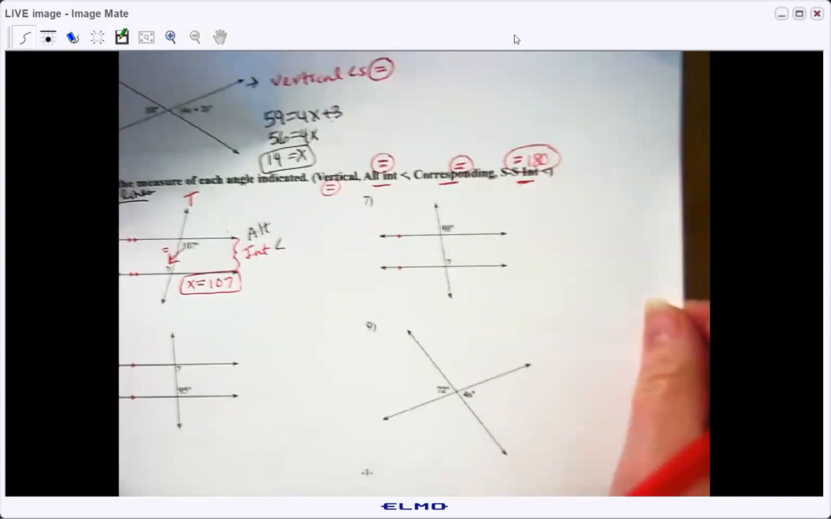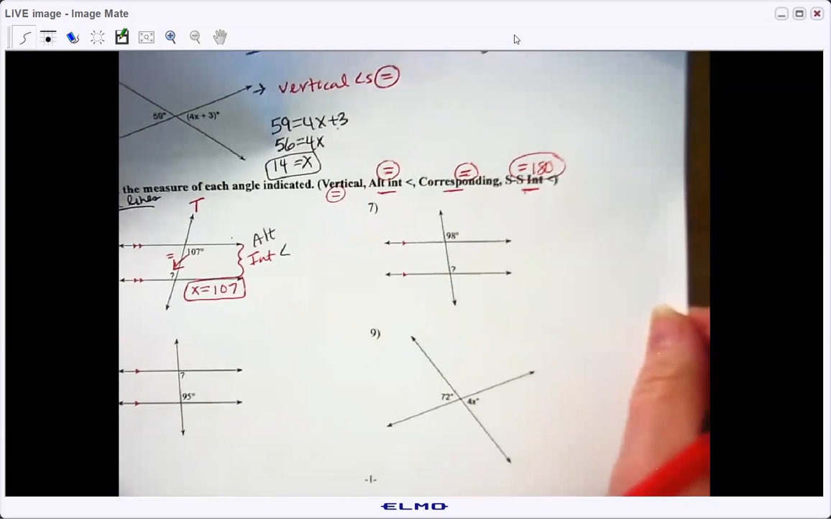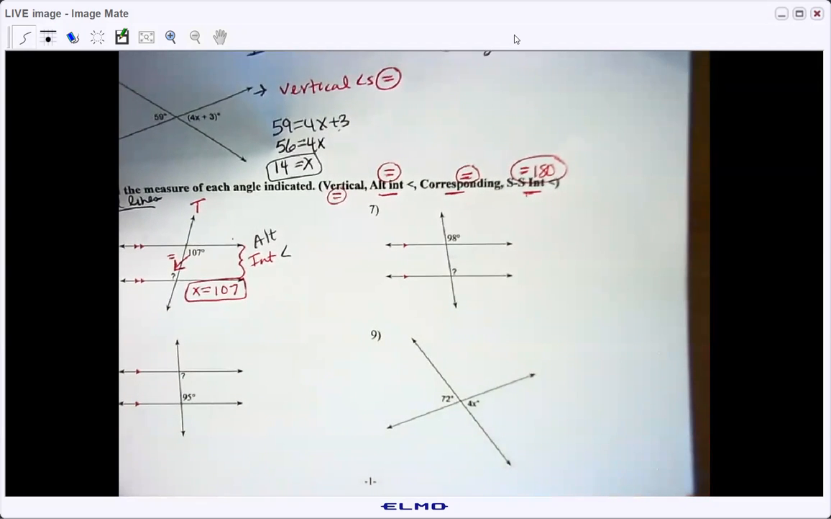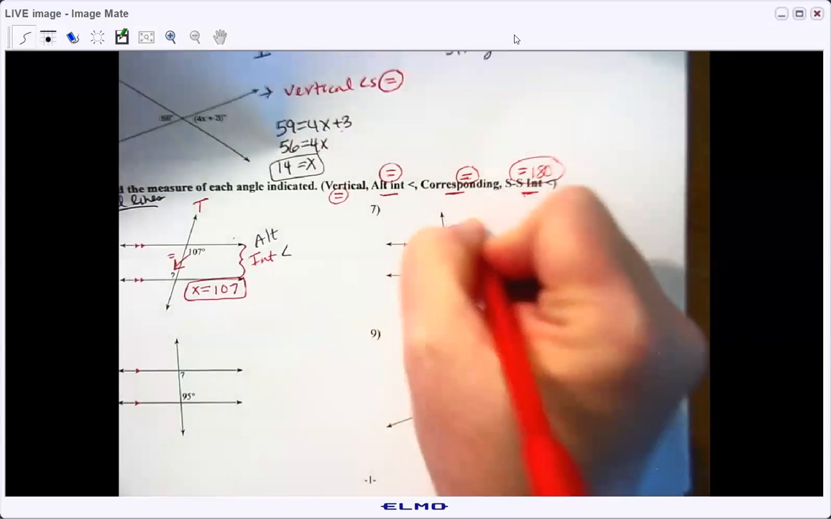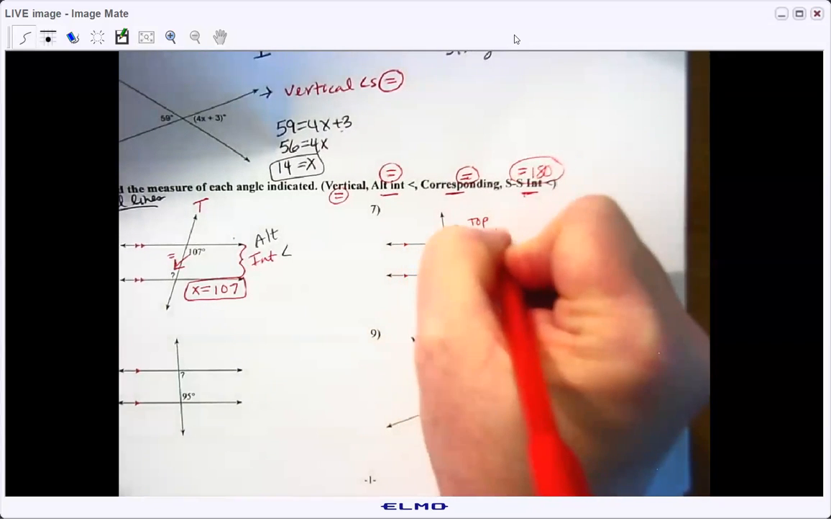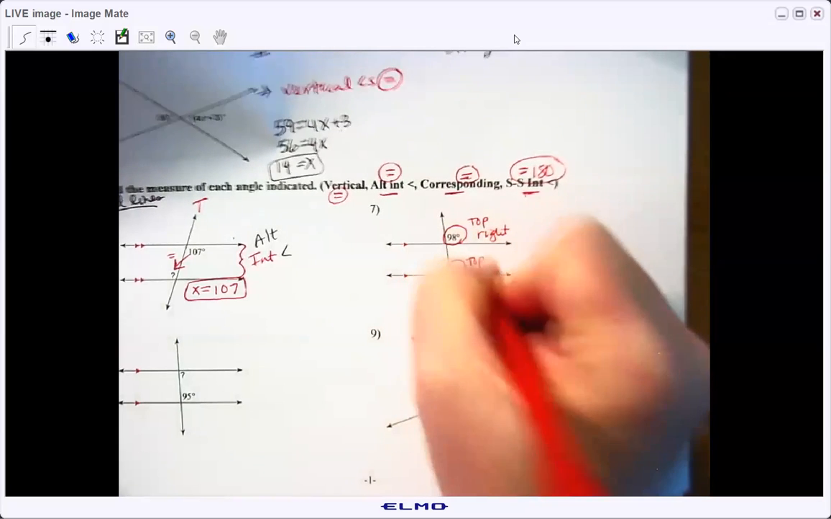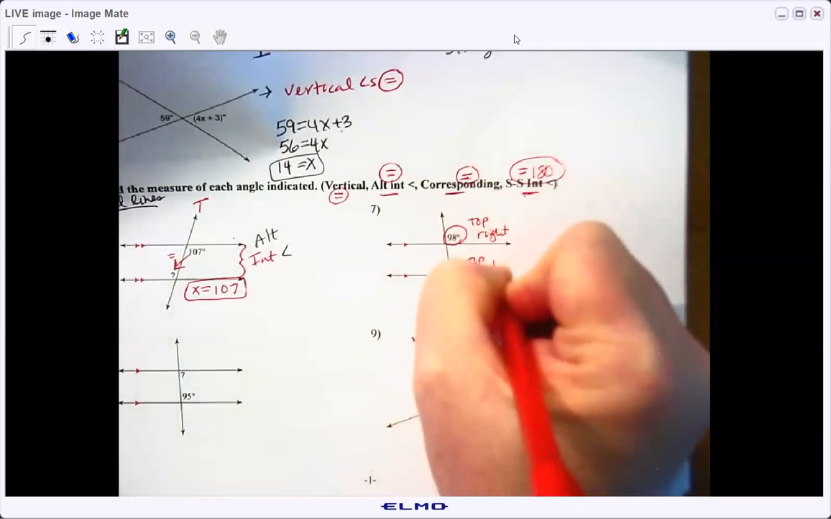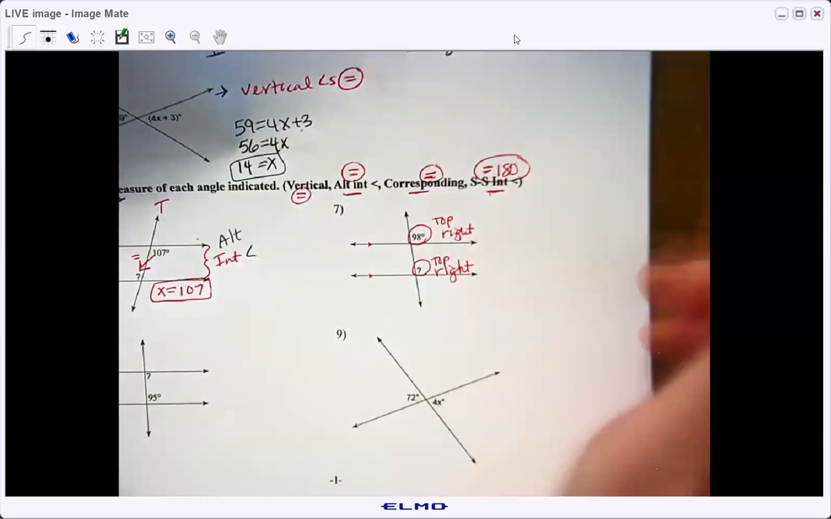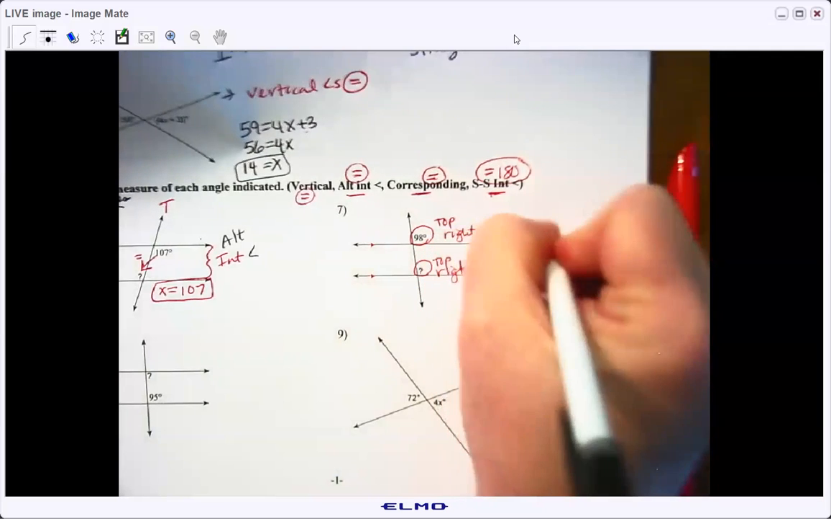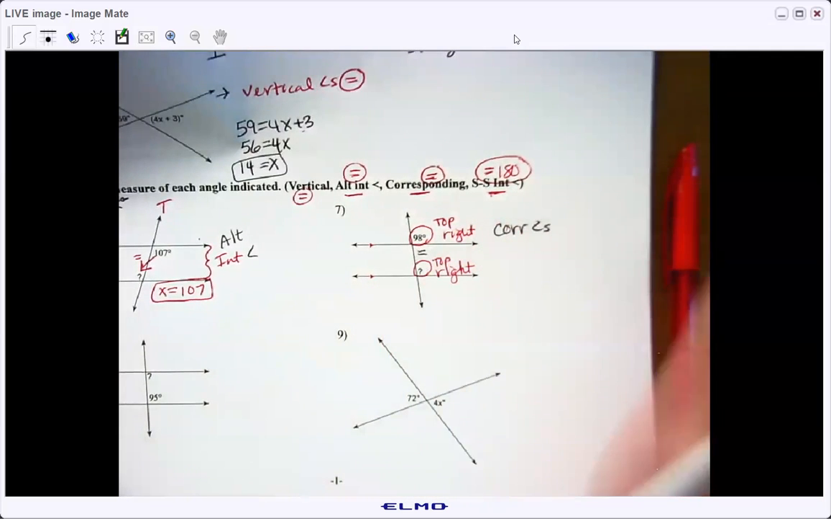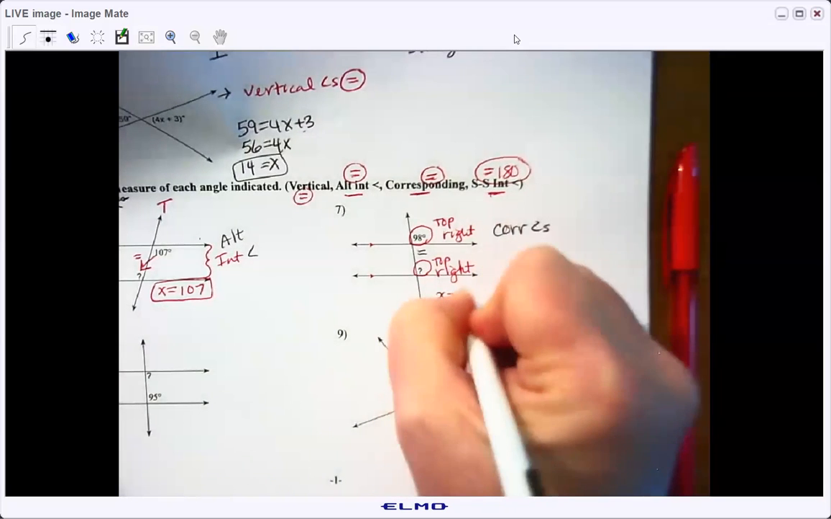Okay. Number 7. Anybody remember what kind of angle that is? Corresponding. Good. Same location. Top right, top right. So I'm going to write top right. That just means they're in the same location, which means they are corresponding angles, which also means they are equal. So X would equal 98 degrees.